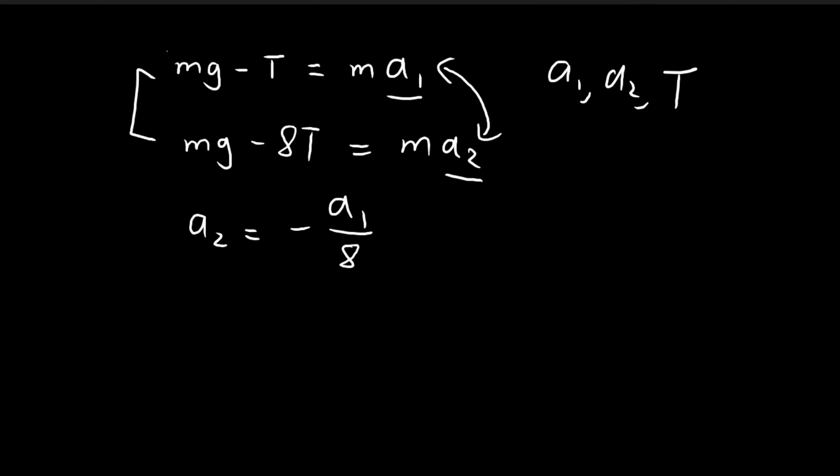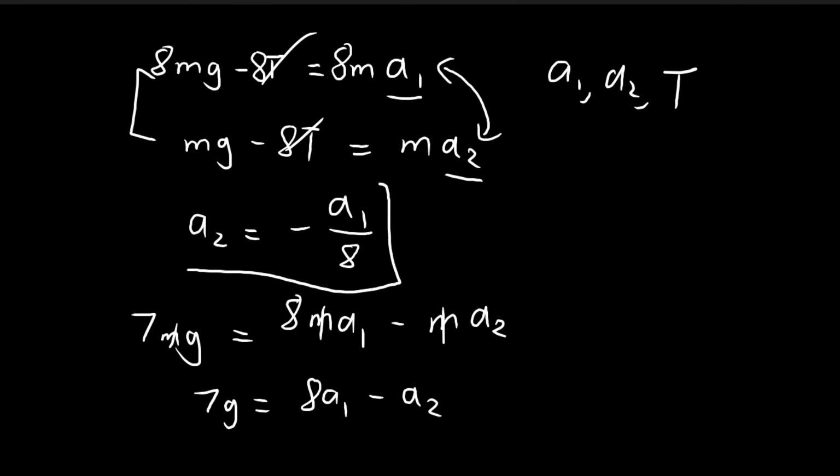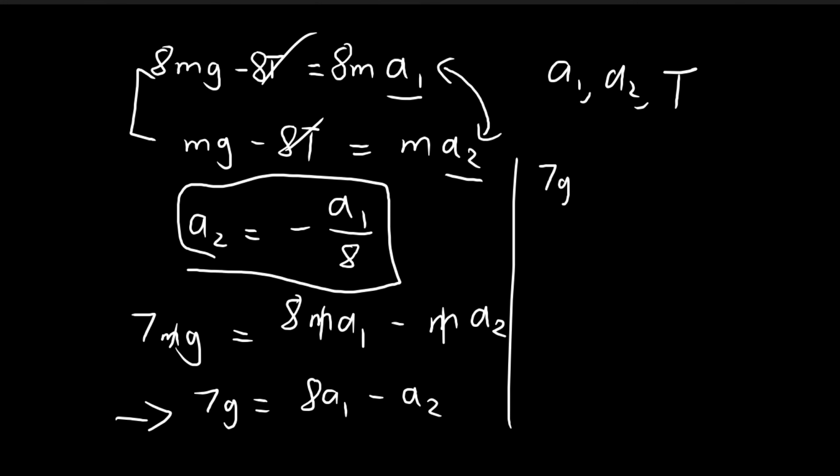So the obvious thing to do is to get rid of the tension. So let's multiply both sides by 8. And then we can subtract these equations from each other. So we have 7mg, the 8T's cancel out, and then I have 8ma1 minus ma2. And then of course the masses cancel out, so minus a2. So now I'm ready to substitute this relationship into this equation. So I have 7g equal to 8a1.